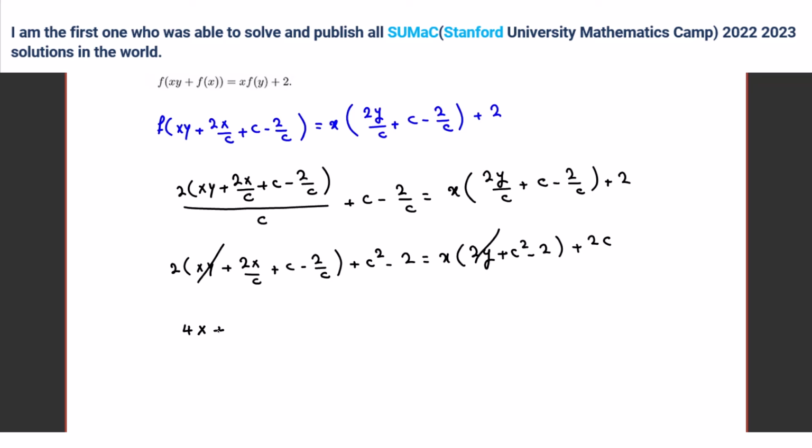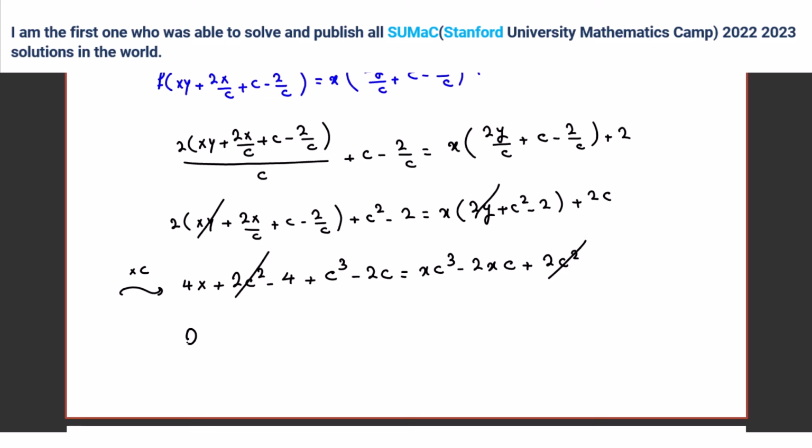4x plus what? 4x plus 2c squared minus 4 plus c cubed. Yes. Minus 2c equals xc cubed minus 2xc plus 2c squared. Exactly. Yeah, we can cancel these 2c squared.